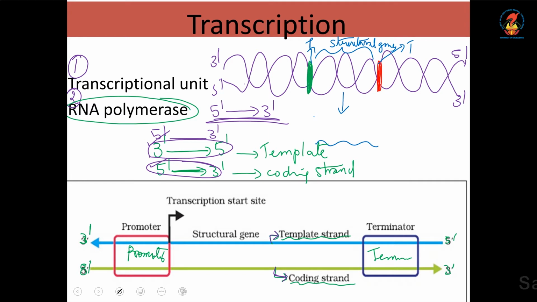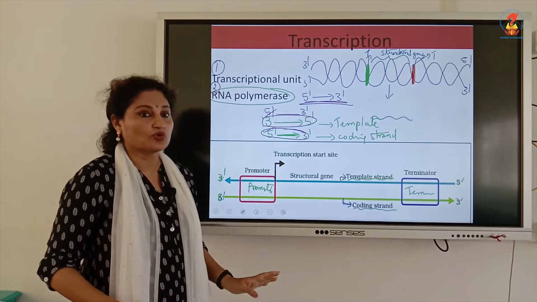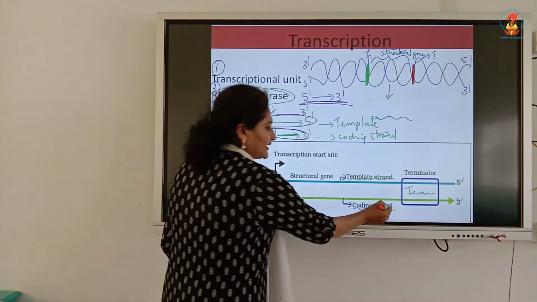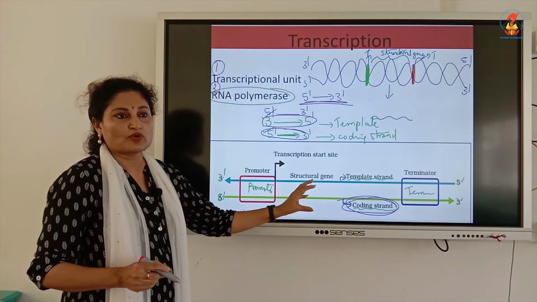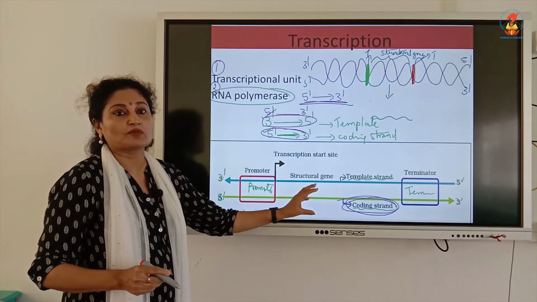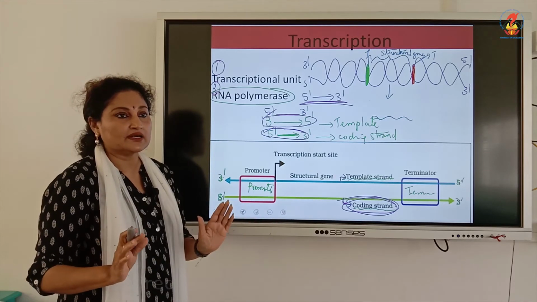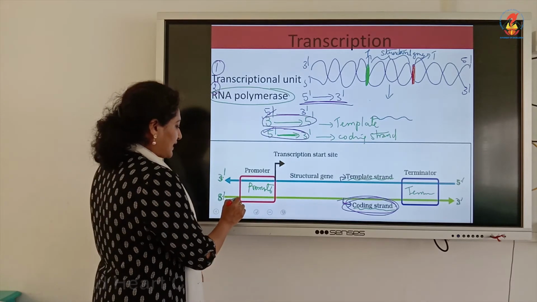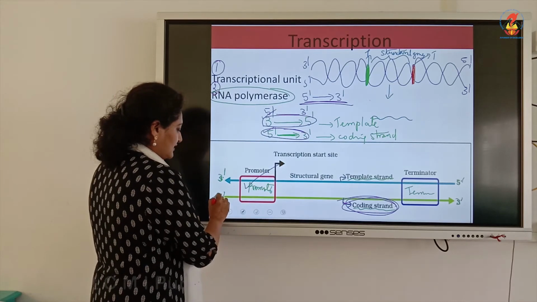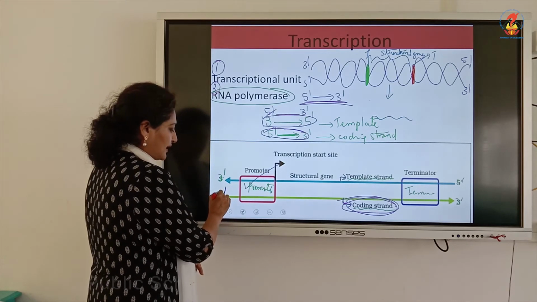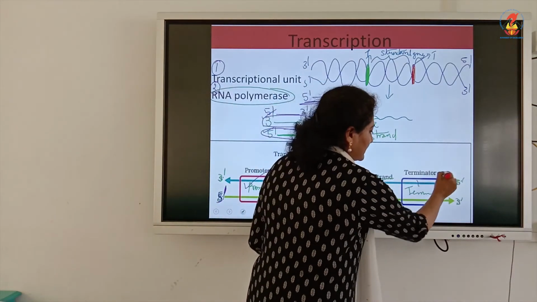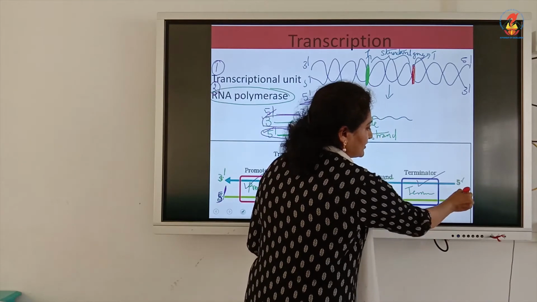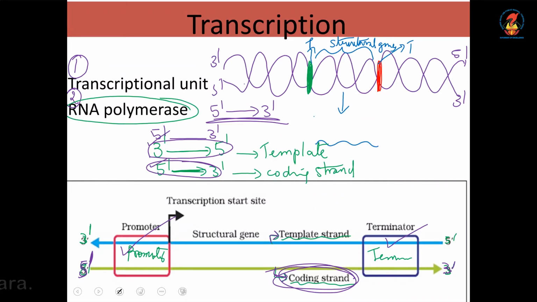Very strangely, it has nothing to do with coding, but it's given the name coding and it has a lot of significance. This coding strand is very important. From the coding strand you can understand where to locate the promoter and the terminator. Remember, the promoter is located at the 5' end of the coding strand. Look at the coding strand. This is the 5' end of the coding strand. So I locate the promoter here, and the terminator will be located at the 3' end of the coding strand. So the significance of the coding strand is to locate the promoter and the terminator.